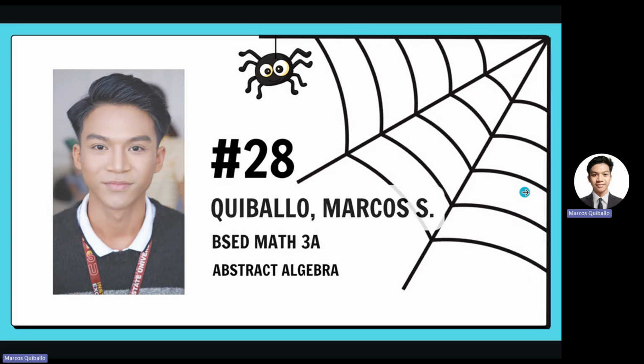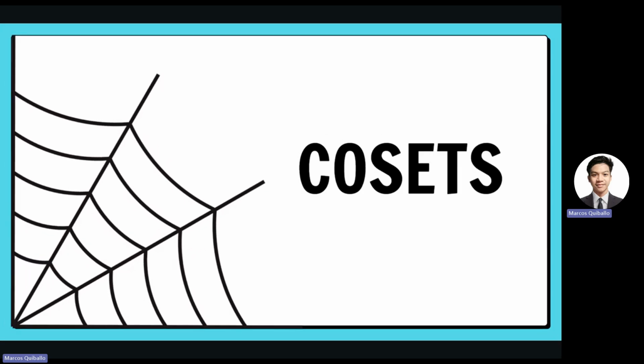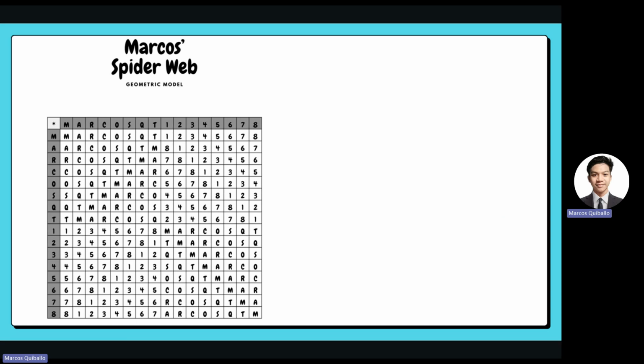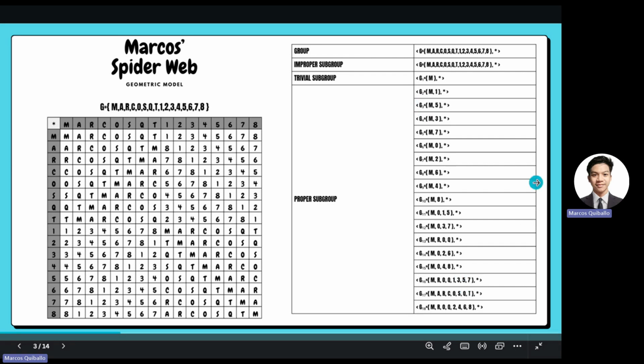So today we're going to explore the concepts of my geometric model, which is Marcos spiderweb. This is the group table that we have constructed in the first video in our lesson. Today we will use the proper subgroup to obtain the right and the left coset of the proper subgroup, which is G sub 2 to G sub 18.